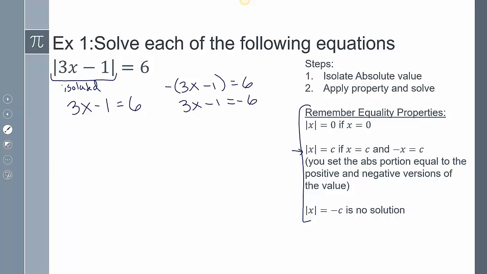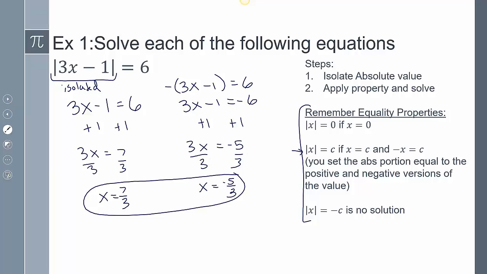So now just solving for this, I'm going to add 1 to both sides on both equations. Then I can divide both sides by 3 on both of these equations, and so that's how I get x equals 7/3 and -5/3.